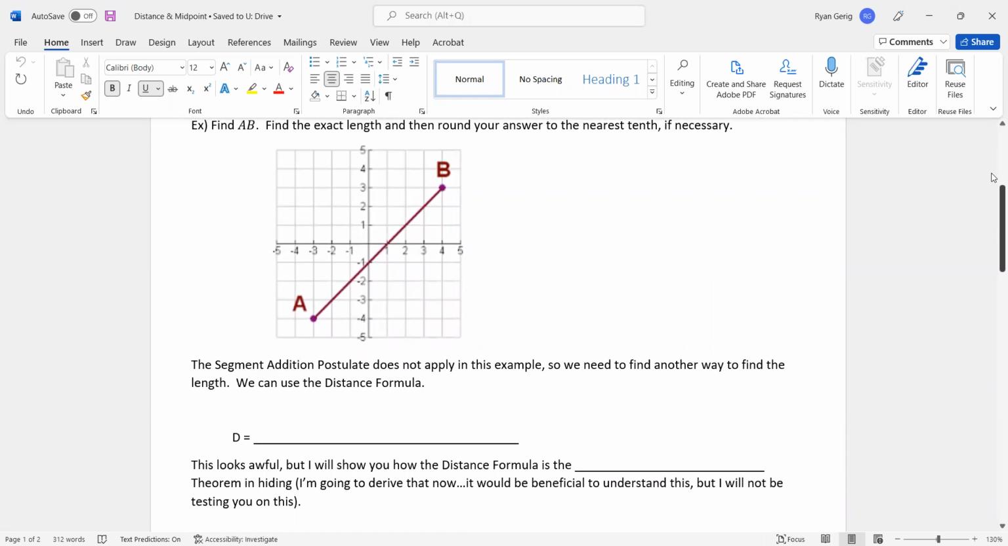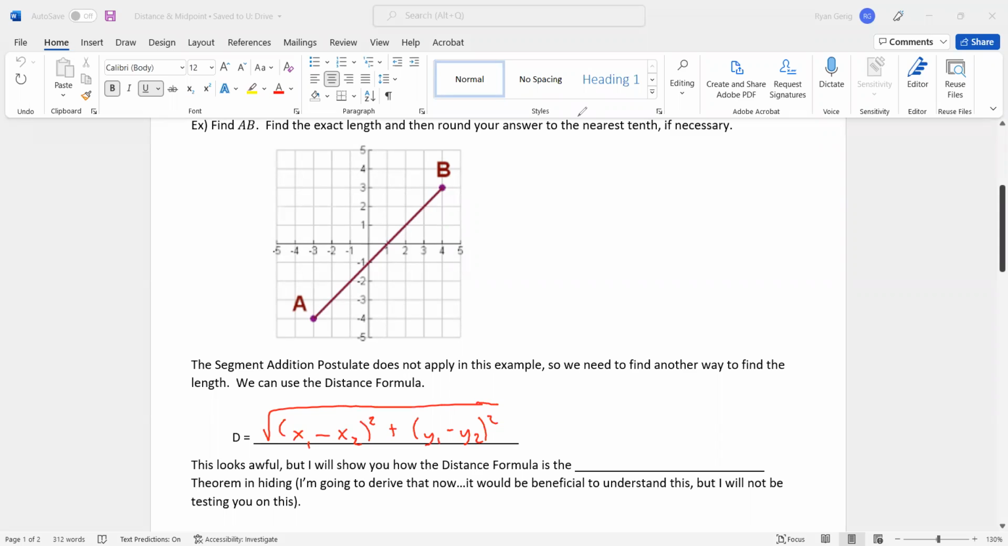We can use the distance formula. I'm just going to write the distance formula on the line. So D, the distance, equals the square root of (x1 minus x2) squared plus (y1 minus y2) squared. Now, you might look at that and say, oh, that's disgusting. And you would be correct. I think the same thing.